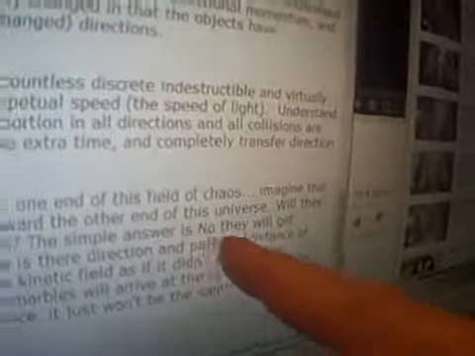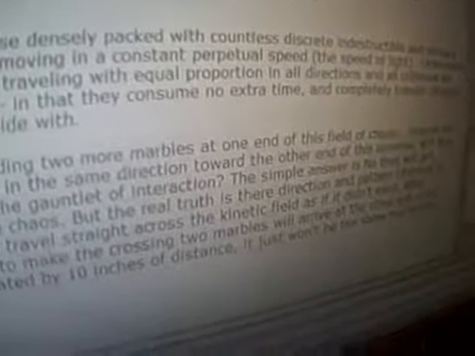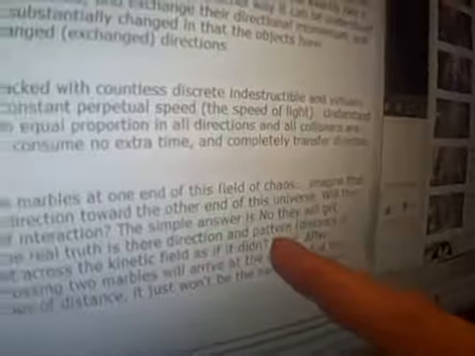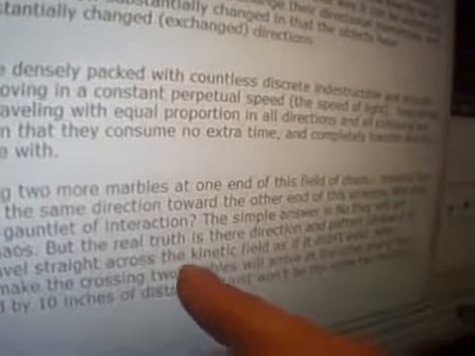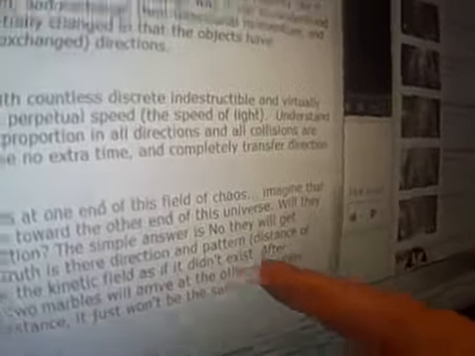The simple answer is no. They will get absorbed by the chaos. But the real truth is their direction and pattern, distance and separation, will travel straight across the kinetic field as if it didn't exist. So the reality is that they will go all the way across the universe, all the way across all those zillions of interactions, all those X's, all those exchanges. And the distance, the pattern, will go across the universe. At the other end of the universe, you will receive, at the appropriate time interval, the speed of light, two marbles separated by 10 inches of distance.